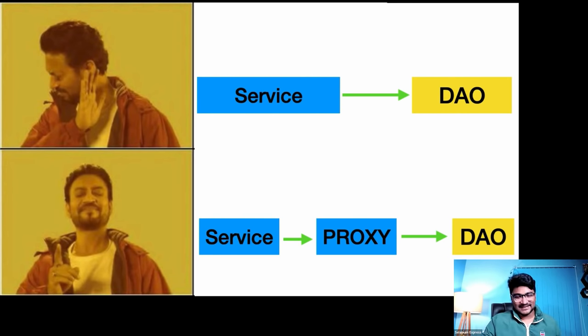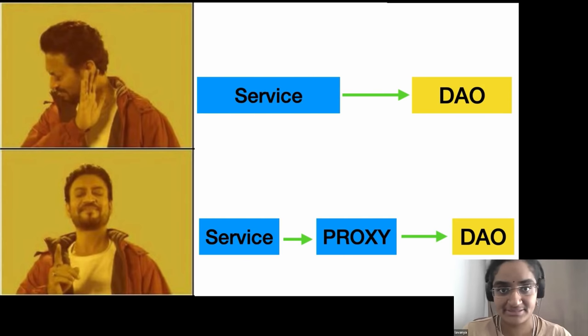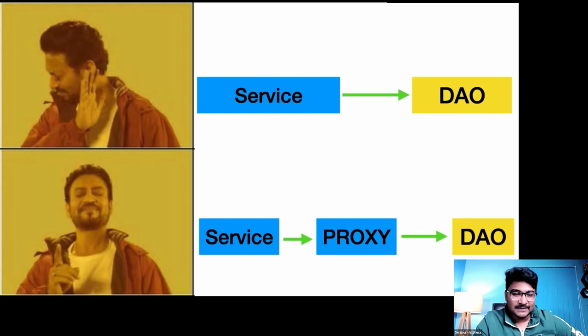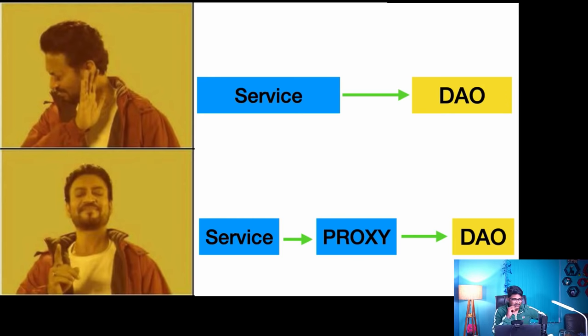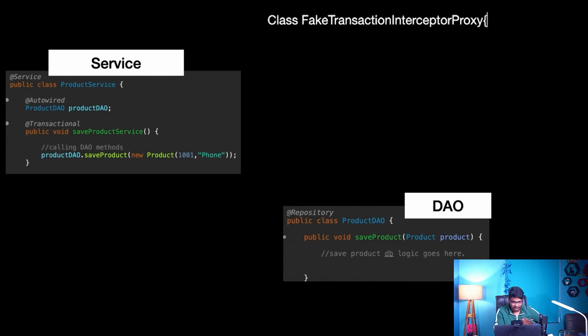AspectJ Weaver or Spring Aspects. So Spring AOP basically manages these cross-cutting concerns, because transaction is a cross-cutting concern. We don't need to write those transactions at the beginning or at the end of every method. Rather, a proxy, as you said, is going to be involved with this.